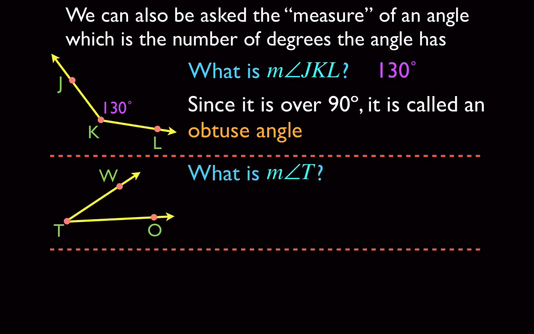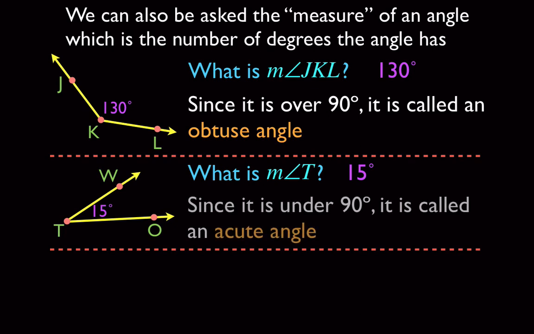Okay, the second one here is another angle, and I'm going to ask, what's the measure of angle T? Again, I'm allowed to do that because there is only one angle, and I have T as the vertex. In this case, I have to give the information. It's 15, so therefore the measure is 15. This one's less than 90, so this is called an acute angle.